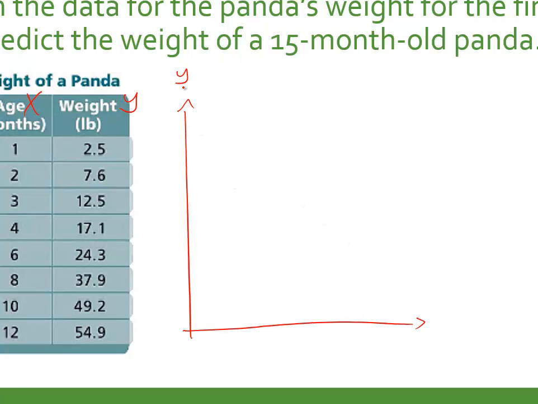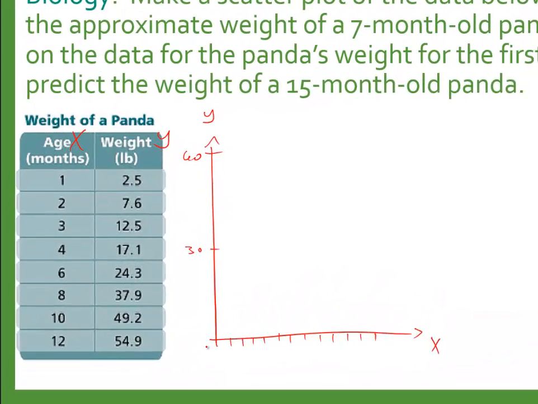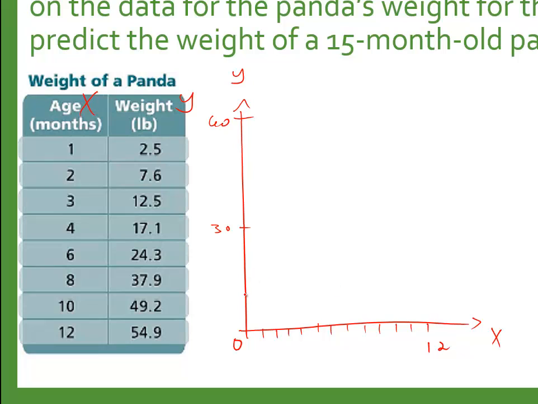Here's your y-axis, your x-axis. Your x goes from 1 to 12: 1, 2, 3, 4, 5, 6, 7, 8, 9, 10, 11, 12. And then your weight goes from 0 to 55, so let's say 60 up here. So that's 60, that's 30, that's 0, 10, 20, 40, 50.